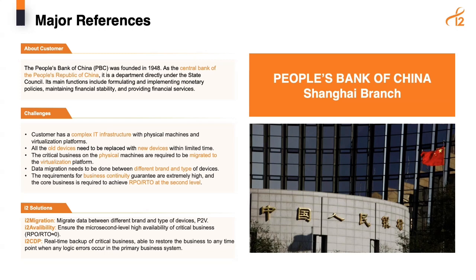So we provided three main product modules to them, starting with i2 migration. We help them to migrate data between different brands and types of devices, from physical to virtual servers. During the migration, we also ensure the microsecond level high availability of their critical business, to guarantee RPO and RTO near zero. And they wanted to make sure that they can recover their data whenever needed.